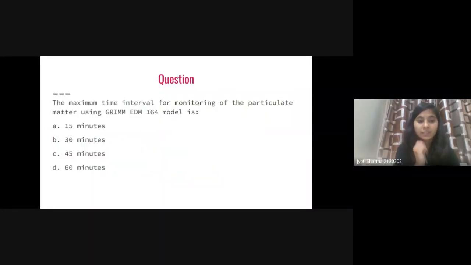Okay, what is the maximum time interval for monitoring the particulate matter using the GRIMM EDM 164 model? How much should be the maximum time interval that we can select? Mohammed D, Rashmi D, Korea D, Alka 60 minutes D, AS D. Yes. So you people already gave me the right answer. So 60 minutes is the maximum interval that we can select for the monitoring.